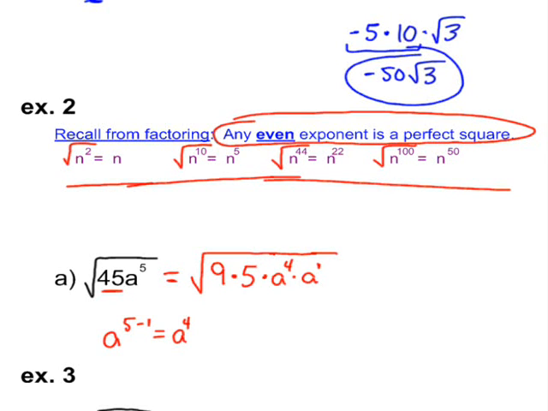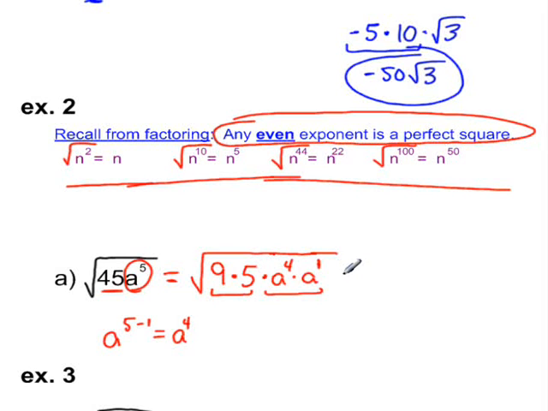And just to double check, a to the fifth can be written as a to the fourth times a to the first, because if you multiply bases, you're adding exponents. 4 plus 1 is 5. So I haven't done anything to change its value. This here is still a to the fifth, just like 9 times 5 is still 45.